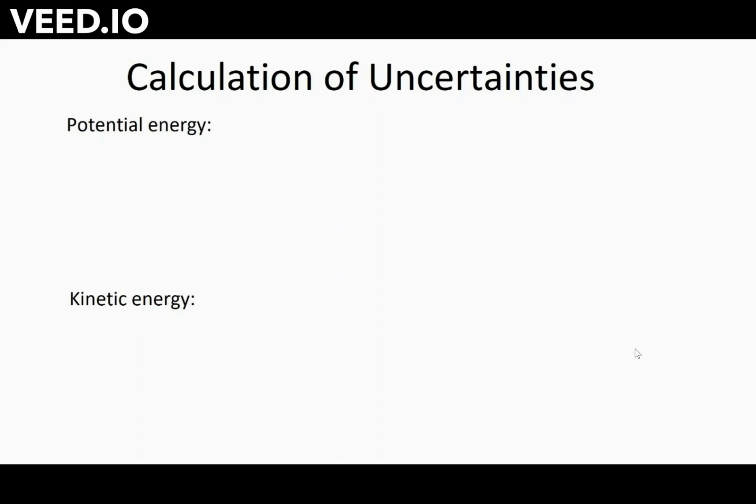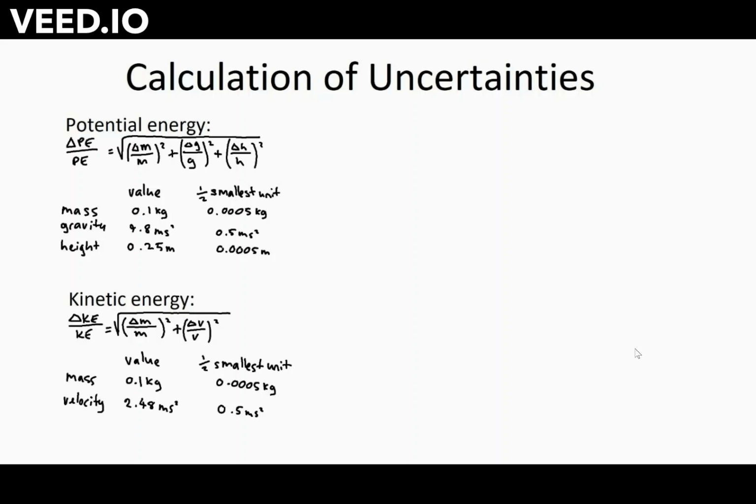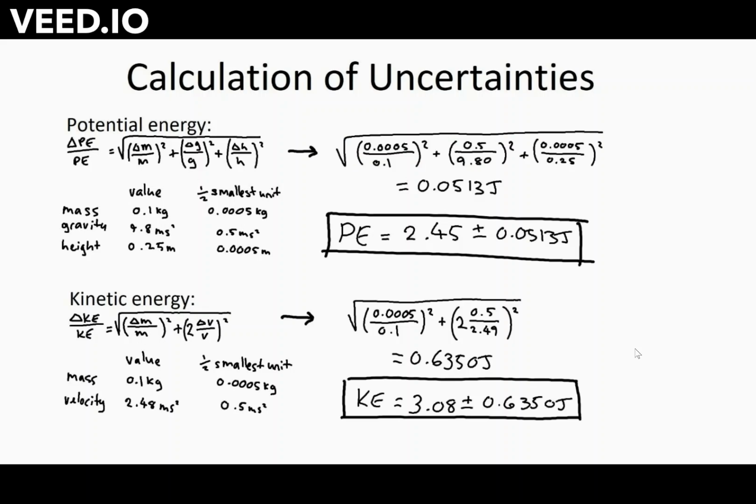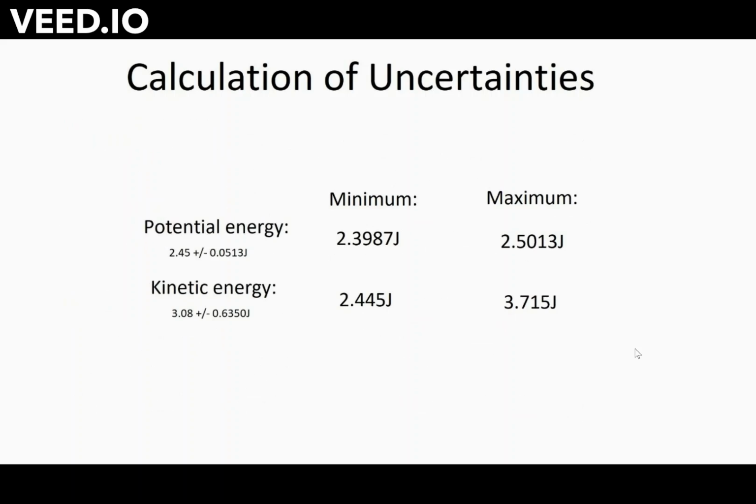Uncertainties were calculated using propagation of error equations. The uncertainty of potential energy was calculated using the values of mass, gravity, and height along with half of the smallest unit of measure for each value. The uncertainty of kinetic energy was calculated using the values of mass and velocity, again with half of the smallest unit of measure for each value. After plugging these values into the equations, we were given the uncertainties.